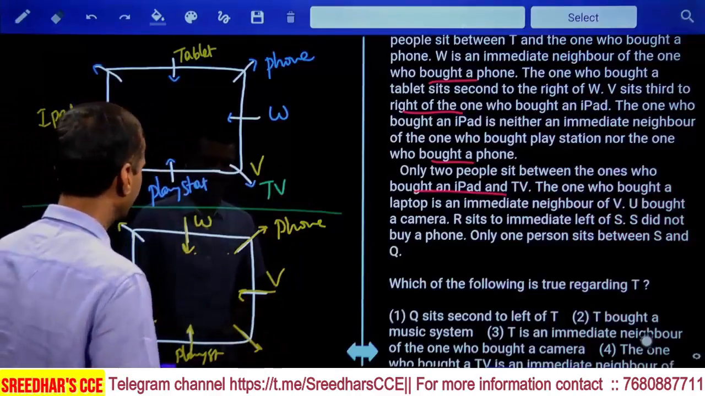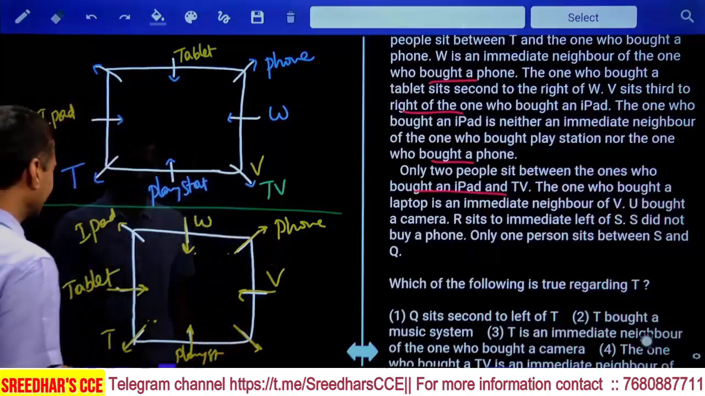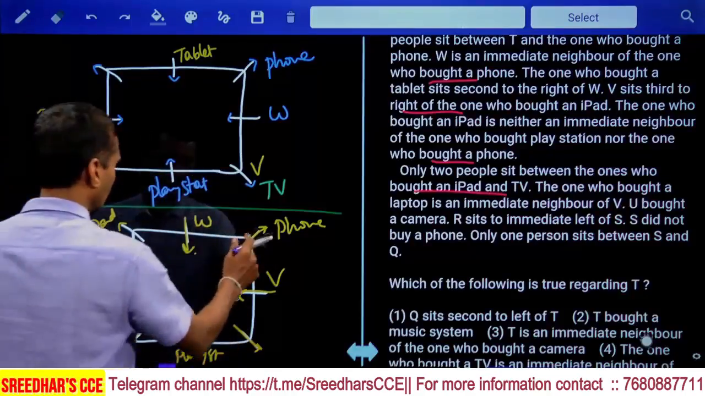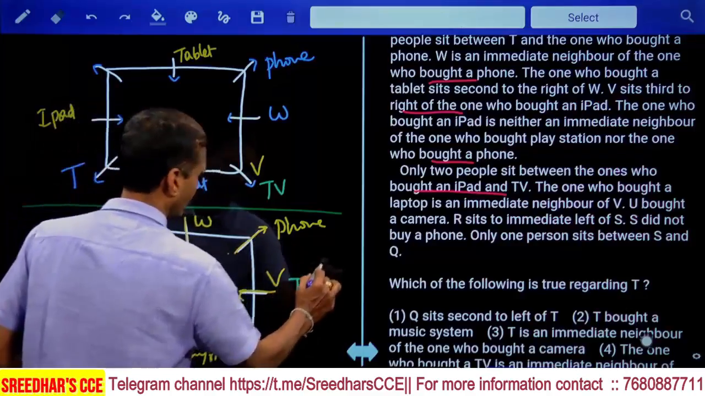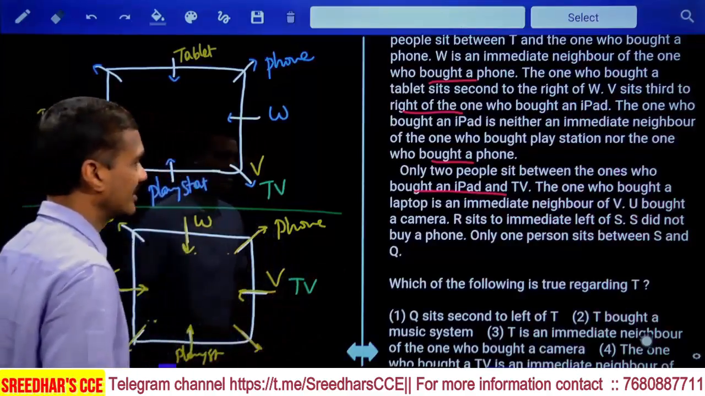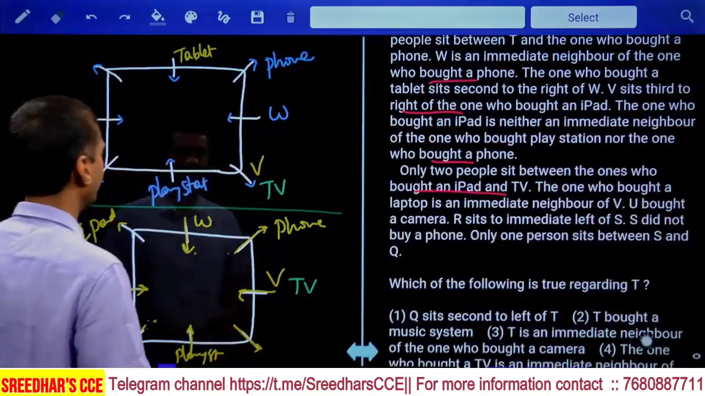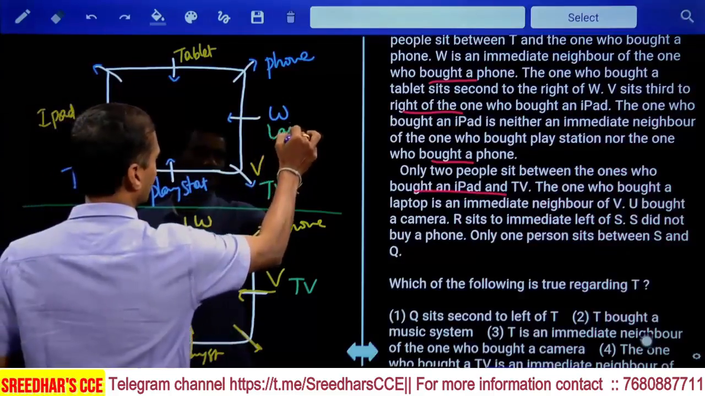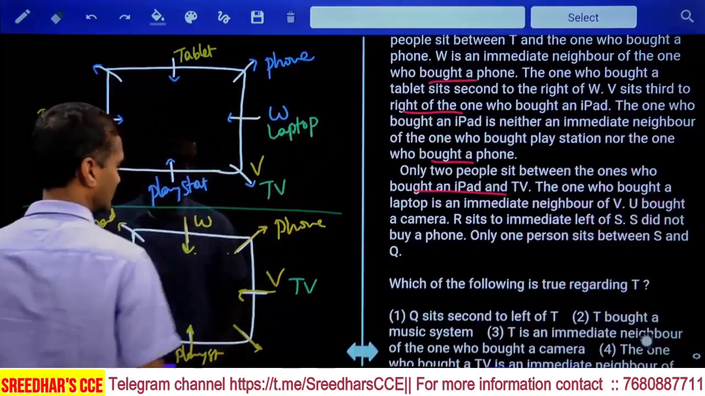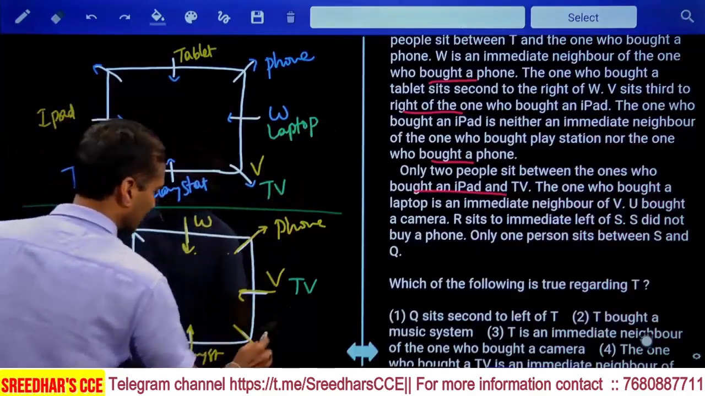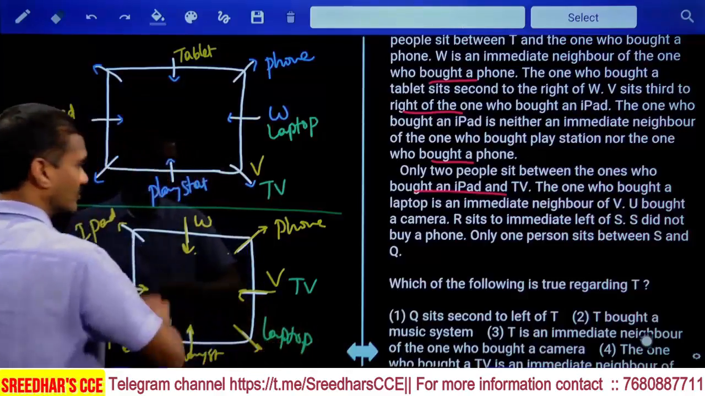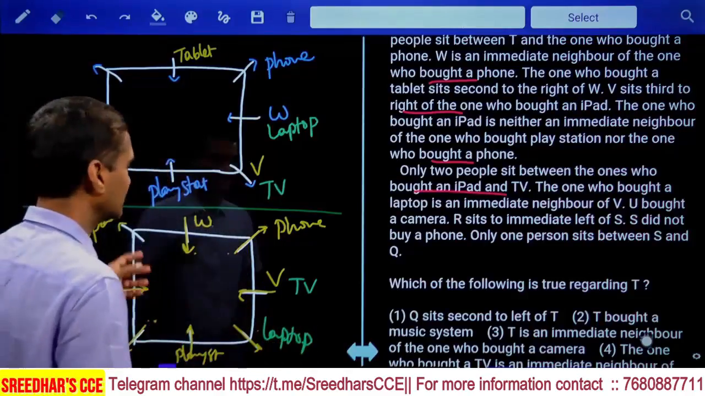Now there are two persons between iPad and the one who bought a TV. Again, between iPad and the one who bought a TV, there must be exactly two people. Here, 1, 2, TV is not possible. Hence, 1, 2, TV must be here. Then the one who bought a laptop is an immediate neighbor of V. The immediate neighbor of V is here. Since laptop is an immediate neighbor of V, this is the only possibility in the first case. And in this one, laptop must be here. Till now both the cases are valid.